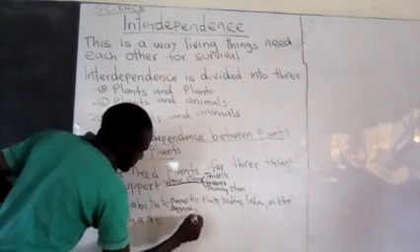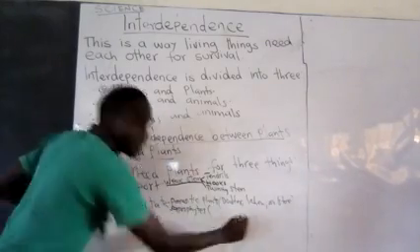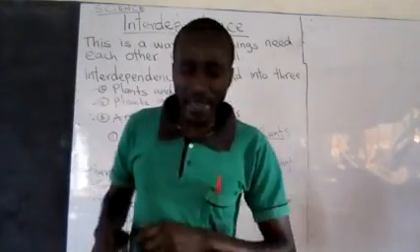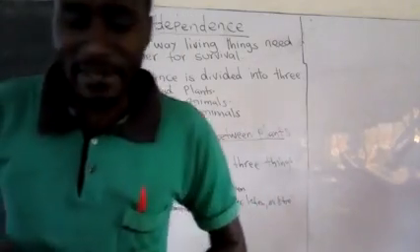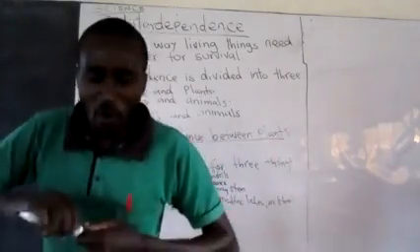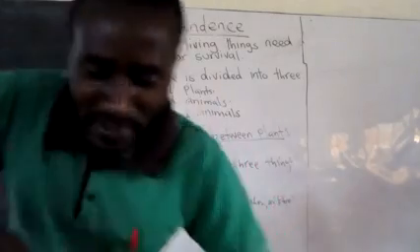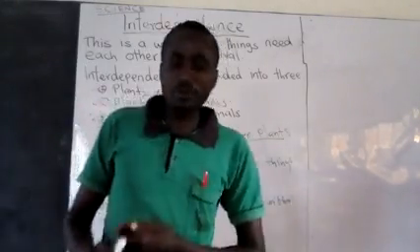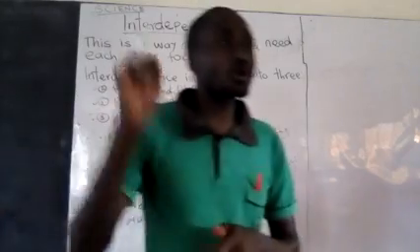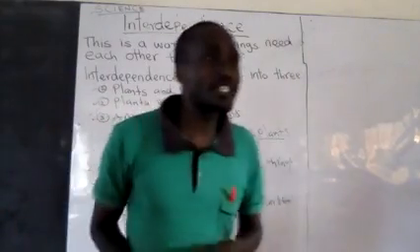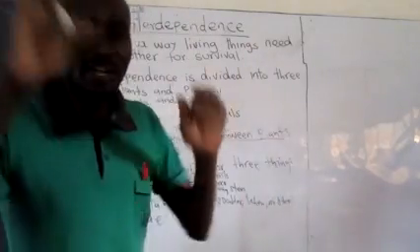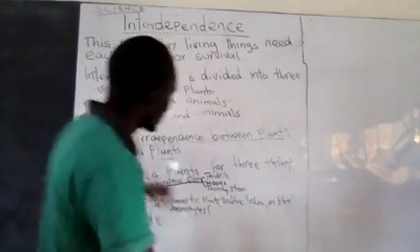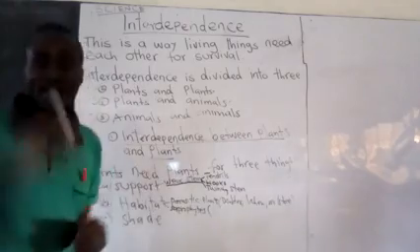saprophytes. Saprophytes are plants which depend on dead decaying plants or dead decaying organisms. Examples of saprophytes: we have mushrooms, we have puffballs, we have molds, we have toadstools, we have bracket fungus, and we have yeast. All those fall under habitat.